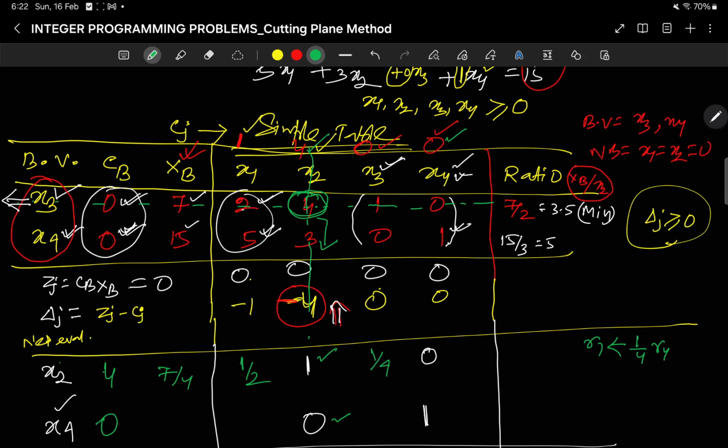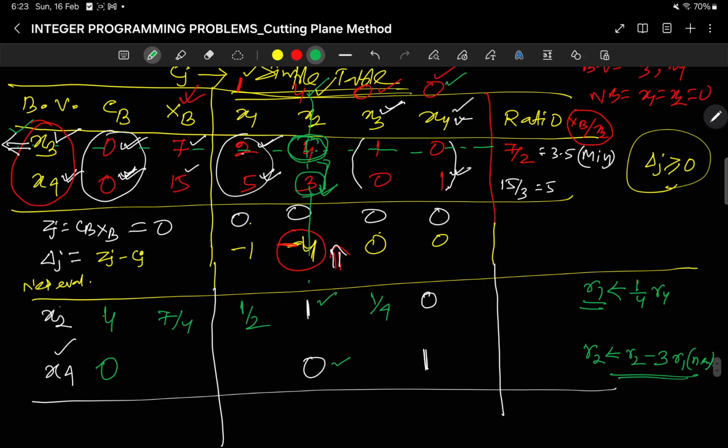Okay, so now using this 1, we have to bring this 0. Originally it is 3 now. So this R2 is replaced by R2 minus 3 times new R1. Because this is my new R1, and this R1 is the previous R1. So this is 3 times my new R1. Now using this, 3 times 1 becomes 0. So I just have this calculation here.